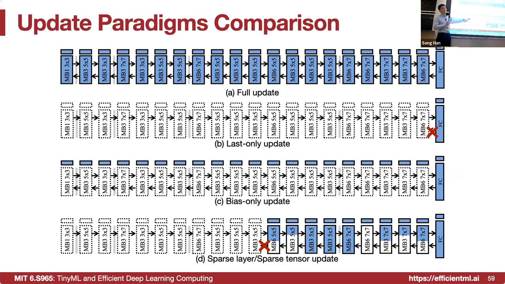So this is the big picture comparing the full update versus the bias-only update, versus fine-tuning the last layer only, versus the proposed sparse layer and sparse tensor updates. So we are selectively choosing certain layers to update, and we're soon going to talk about how to automatically choose that, and also how to selectively choose a subtensor to update.